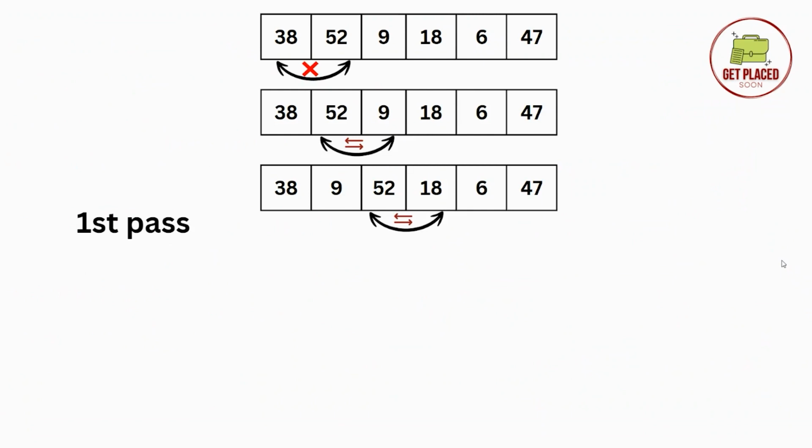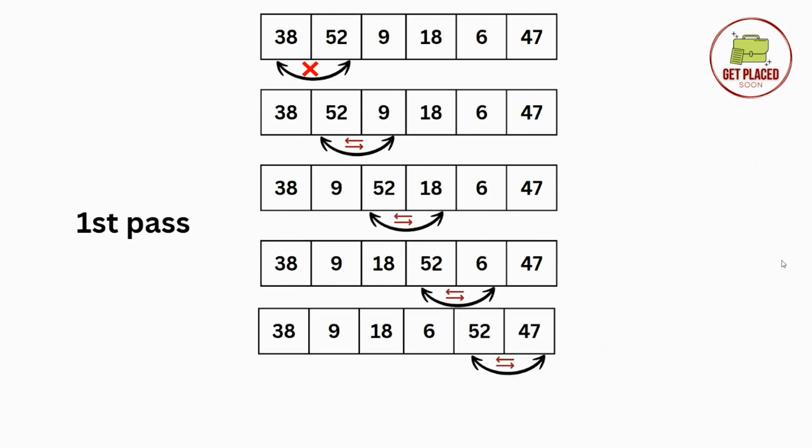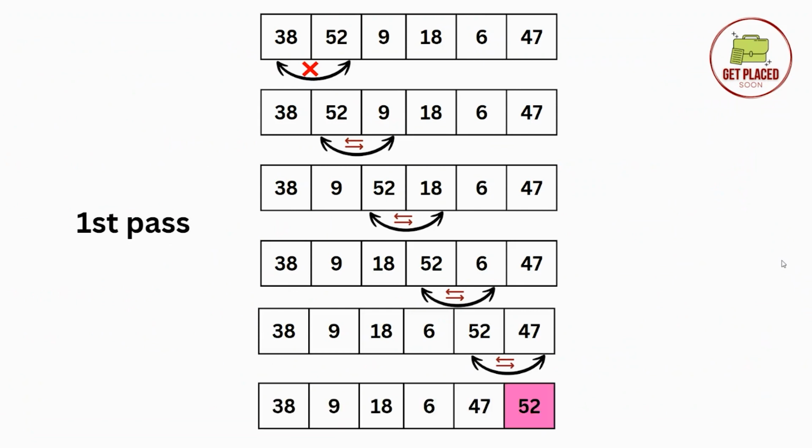After that, we'll compare 52 and 18. 18 is small, so swap 18 and 52. Now comparing 52 and 6. 6 is small, so swap. Now comparing 52 and 47. 47 is minimum, so swap. Finally, 52 is the highest element. We are sorting in the ascending order, so 52 is fixed at the last position. So in the first pass, one element is sorted.